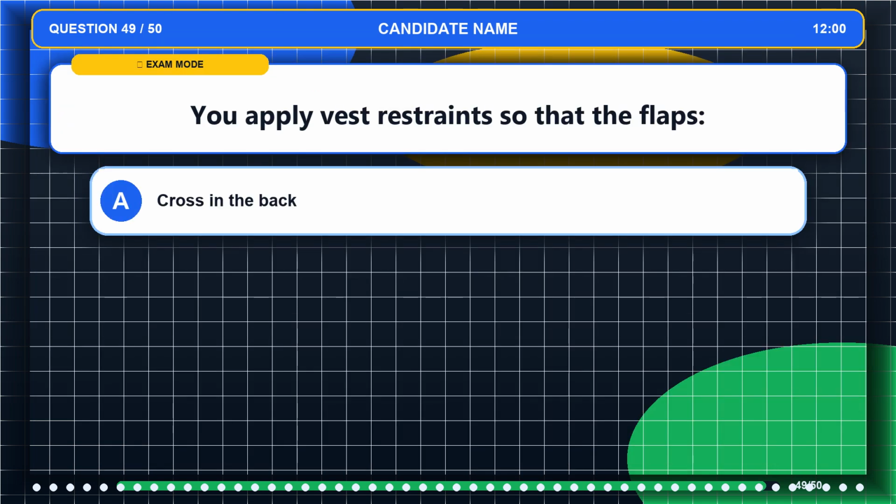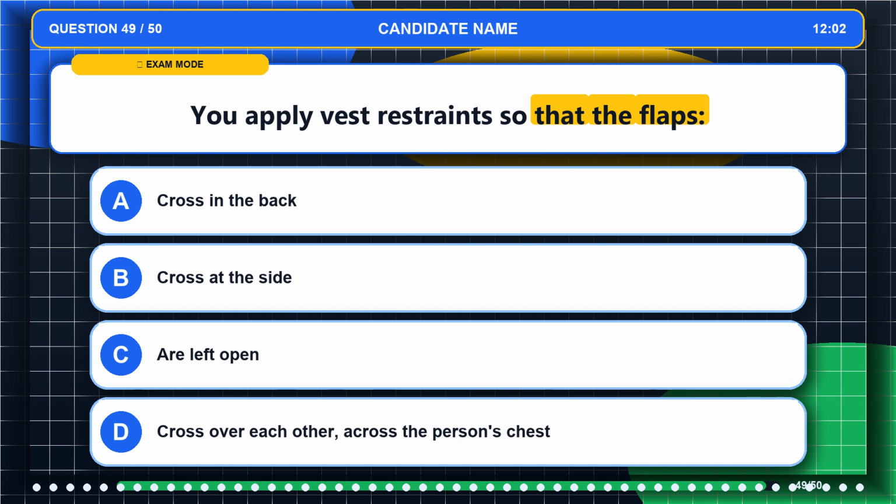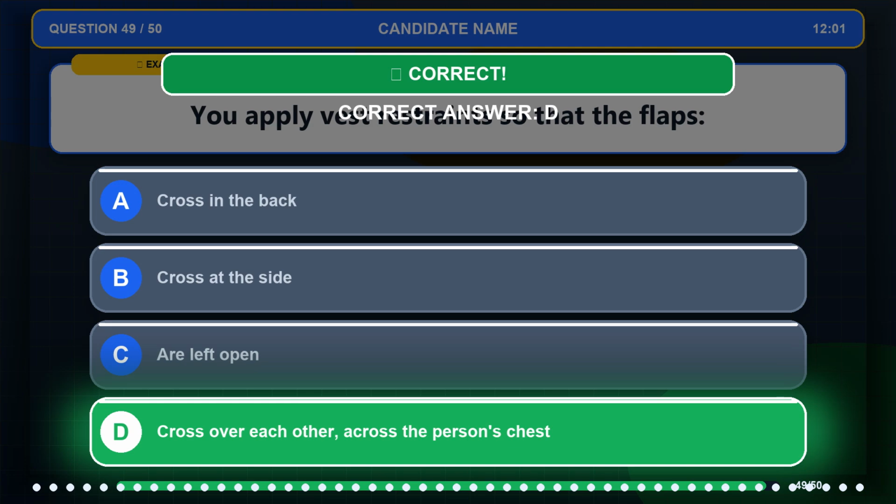Question 49. You apply vest restraints so that the flaps, option A, cross in the back. Option B, cross at the side. Option C, are left open. Option D, cross over each other, across the person's chest. The correct answer is option D, cross over each other, across the person's chest.